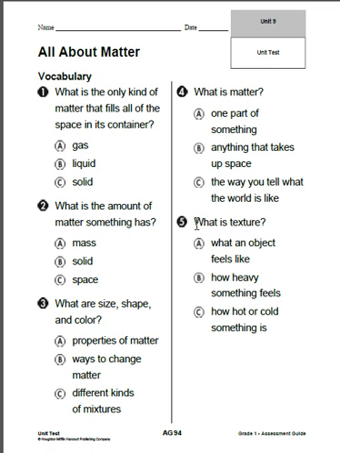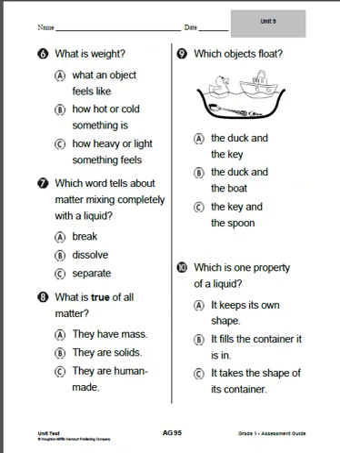Number 5 says, what is texture? A, what an object feels like, B, how heavy something feels, or C, how hot or cold something is. What is texture? What an object feels like, how heavy something feels, or how hot or cold something is. When you are finished with number 5, you can either flip your paper over if it's printed front to back, or go on to the next page.